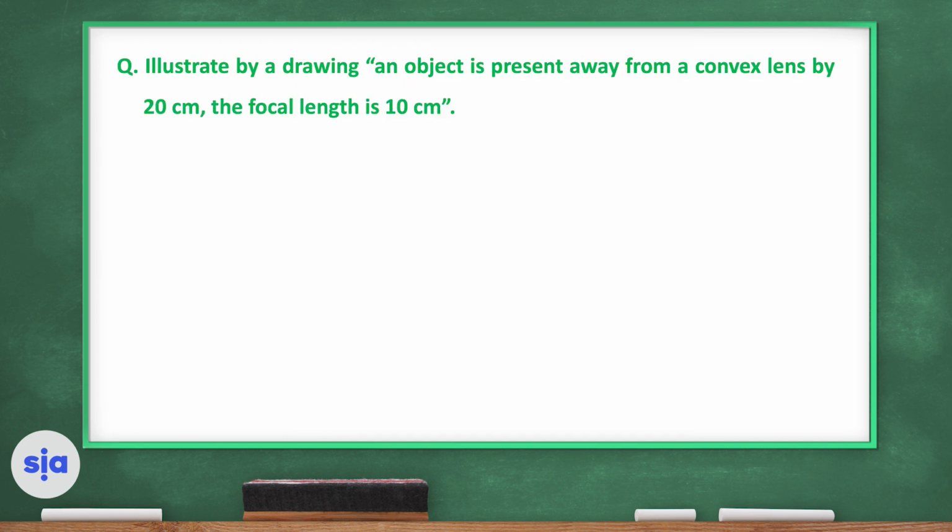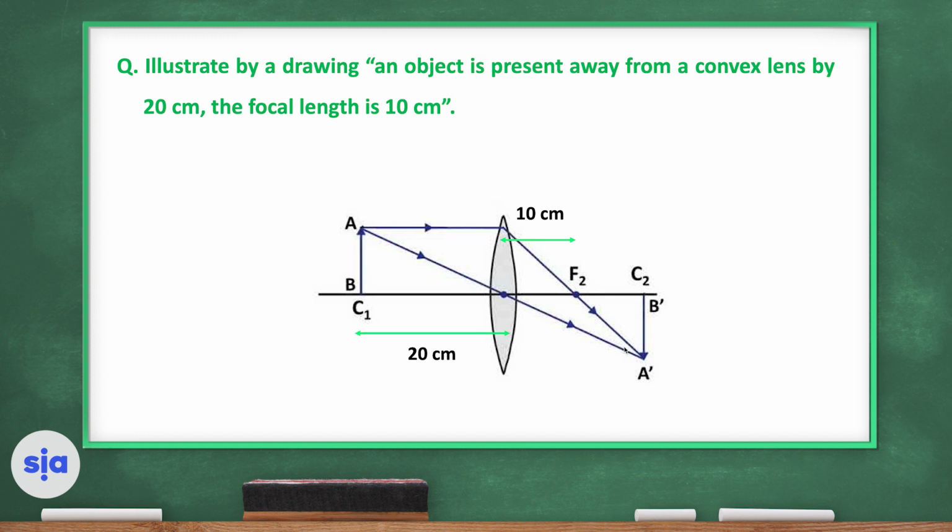Here is a question for you, and illustrate by a drawing. An object is placed away from a convex lens by 20 centimeters, and the focal length is 10 centimeters. So here we go. This is the convex lens. This is the object. It's away from the lens by 20 centimeters. And here is the focus. The focal length is 10 centimeters.